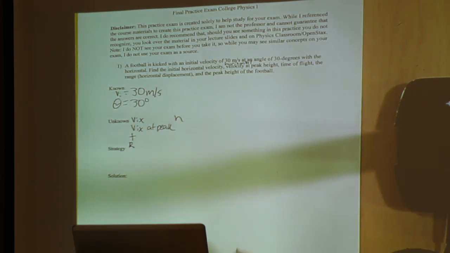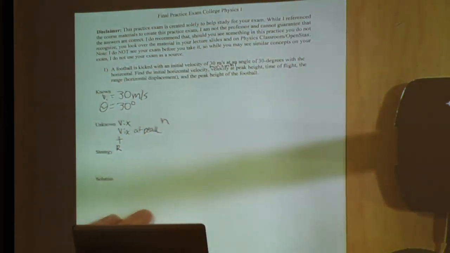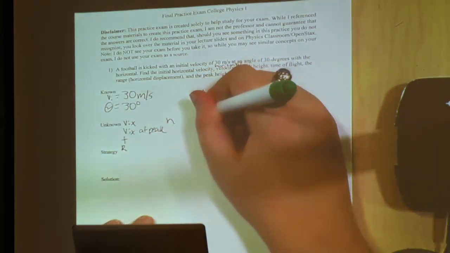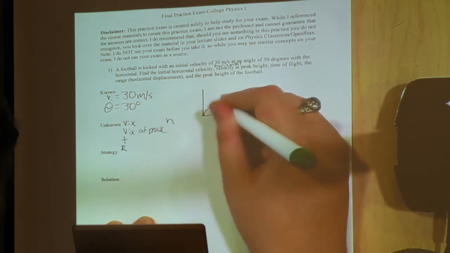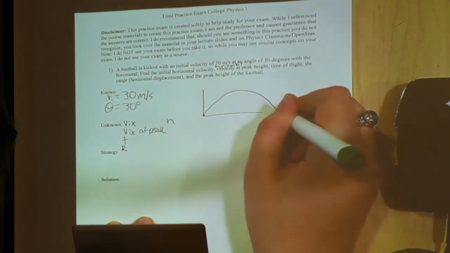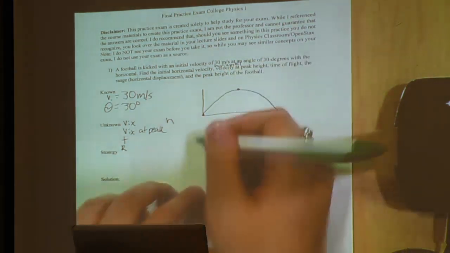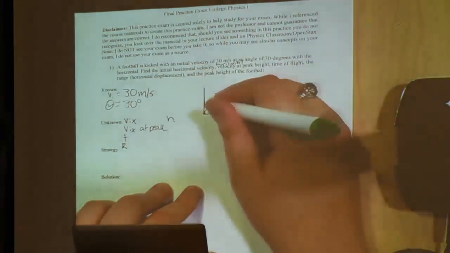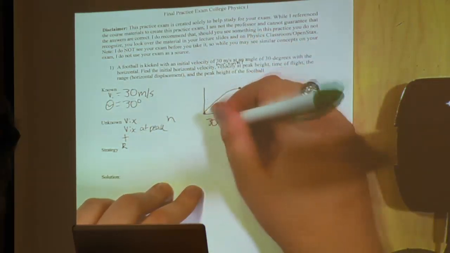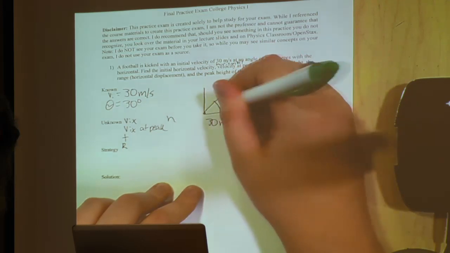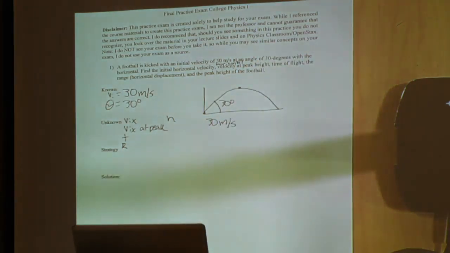All right, so we're going to go ahead and draw a picture, because drawing pictures in physics makes life a lot easier. We're just going to have, right here, we kick the football, it's going to hit some peak, and it's going to come back down and hit the ground, right? We said that we kicked the football and it was traveling at a velocity of 30 meters per second. So I'm going to write that here, and at an angle of 30 degrees with the horizontal.